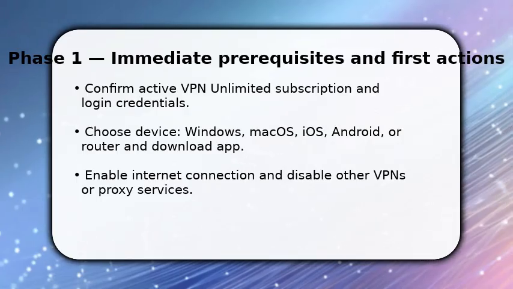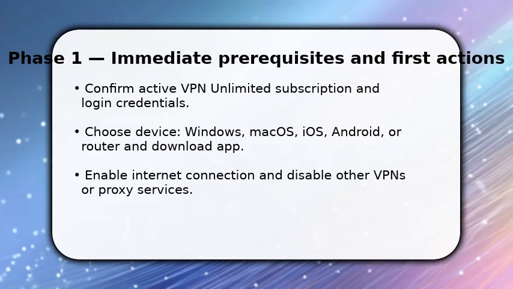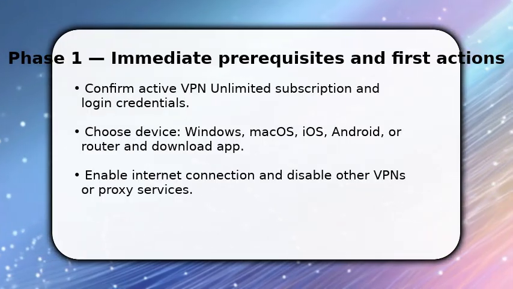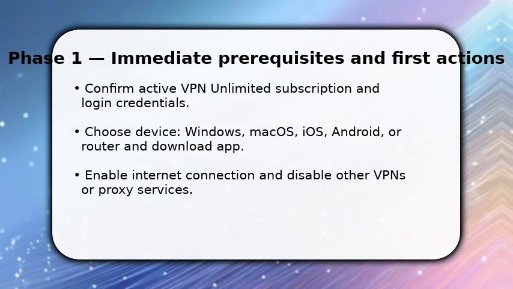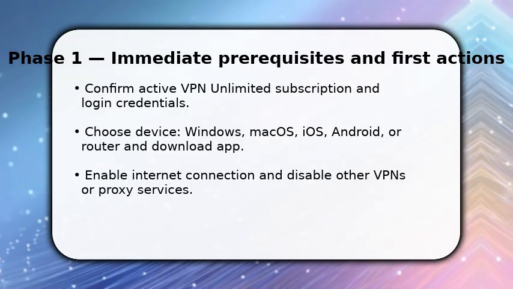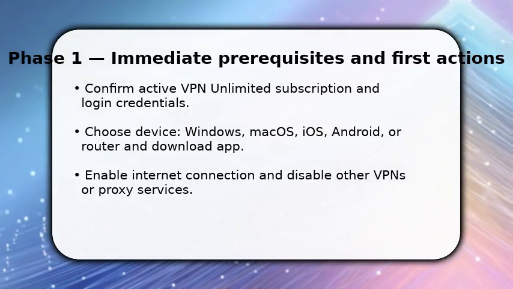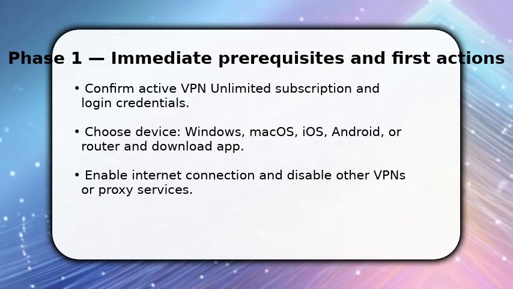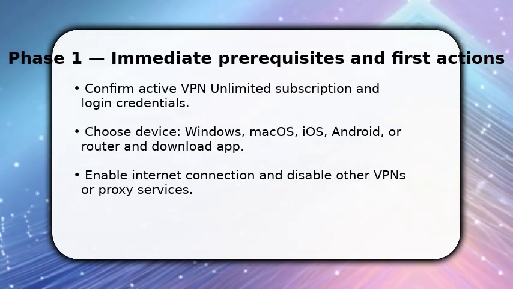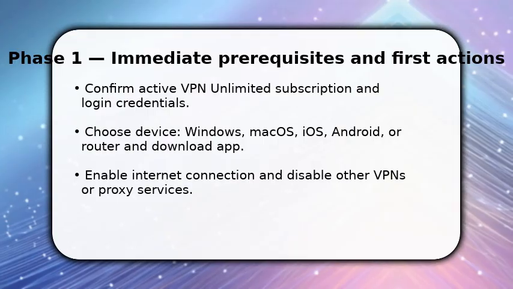You start by signing into your VPN Unlimited account. Enter the same credentials you used to subscribe. Download and install the official app for your device because the app configures DNS and kill switch settings automatically. Once done, open the app and accept necessary permissions.